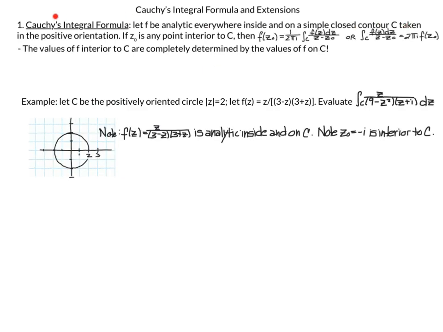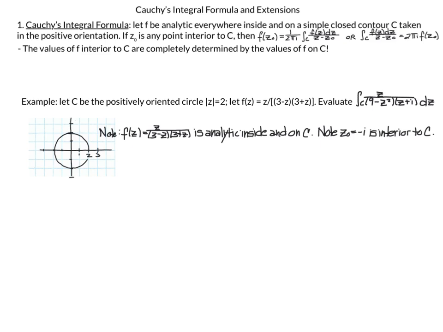I have my Cauchy integral over here for your reference, and our example is: let C be the positively oriented circle, absolute value of z equals 2. That's our circle of radius 2. And let f of z equal z divided by (3 minus z) times (3 plus z). I rewrote it here because I like looking at it this way. We want to evaluate the integral over C of z divided by (9 minus z squared), times 1 over (z plus i), dz.